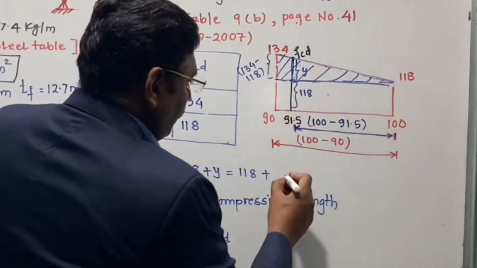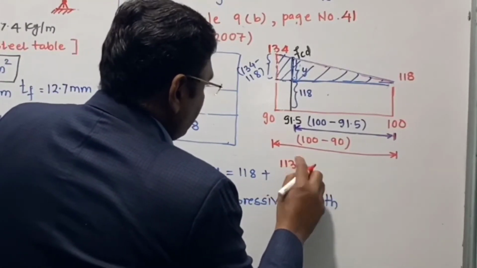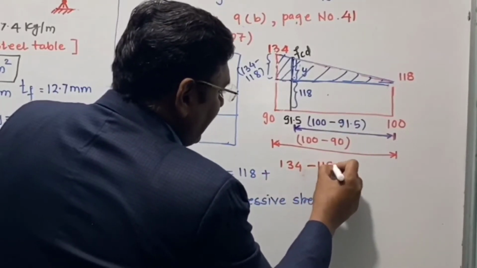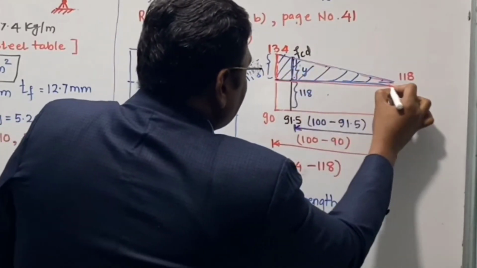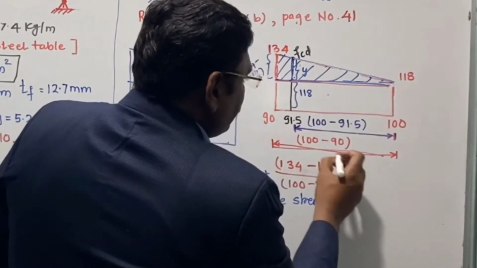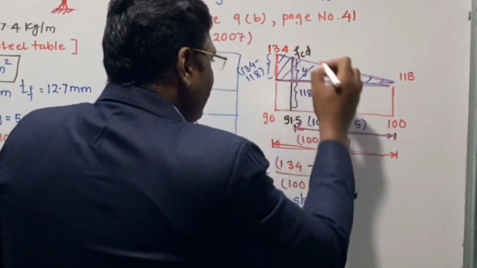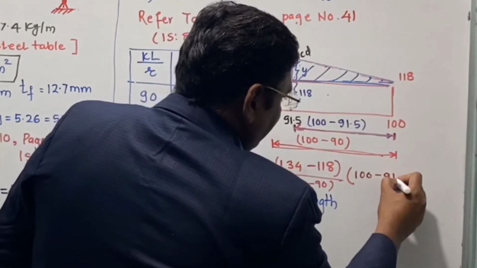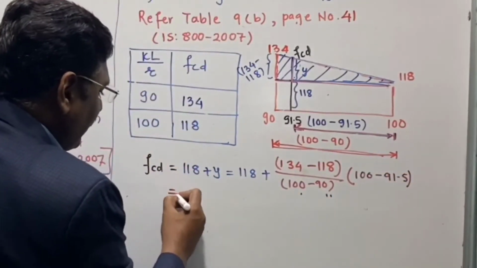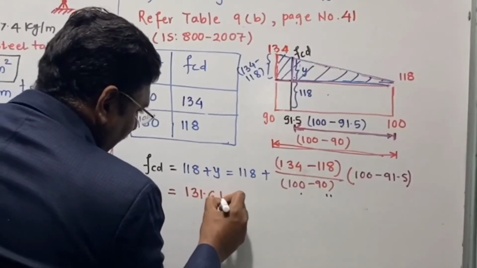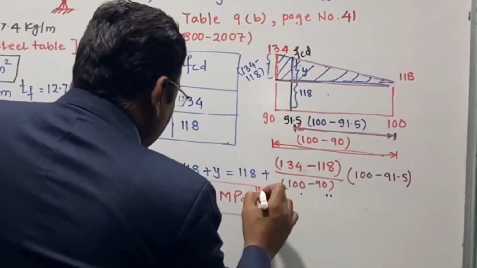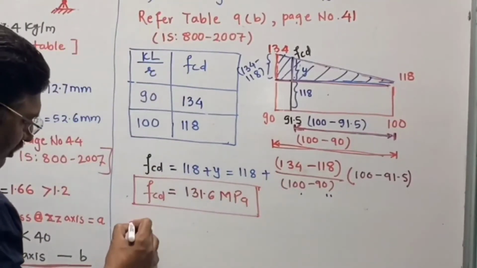So we will calculate here y is equal to 134 minus 118 upon 100 minus 90, into this length. For this length, what will be the height? That is y, so 100 minus 91.5. Calculating this, we will get the value of FCD. 131.6 MPa is the value of FCD. And once you get the value of this FCD, the last step is you have to calculate the design compressive stress.